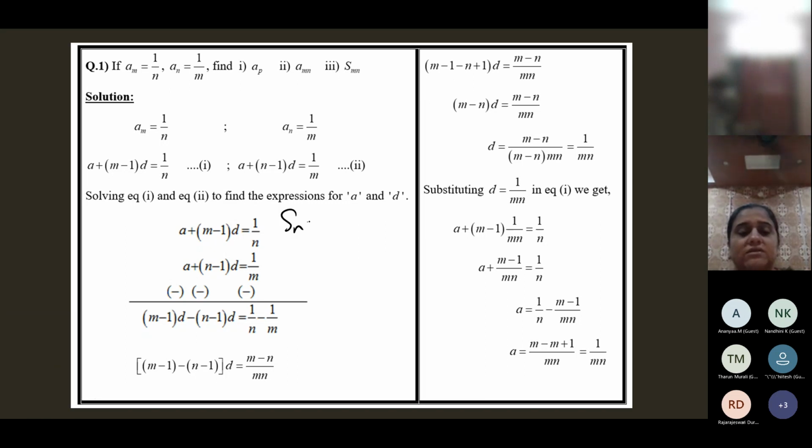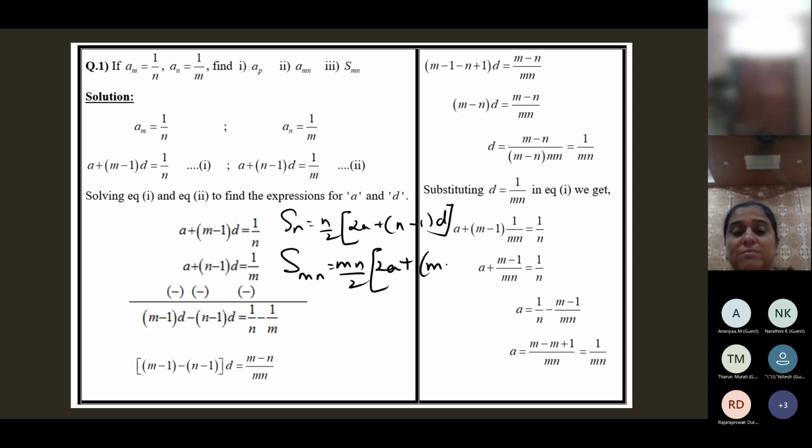What is Sn? n by 2 of 2a plus n minus 1 into D. So the sum to mn terms will be mn by 2 of 2a plus mn minus 1 into D. Wherever there is n, use mn. This is the formula.